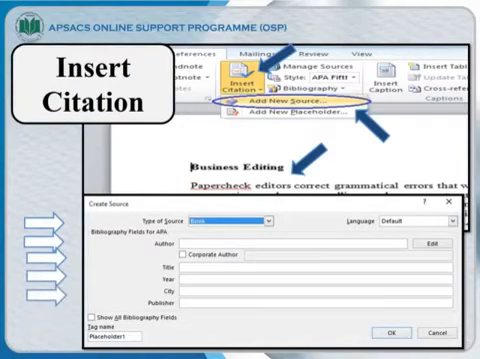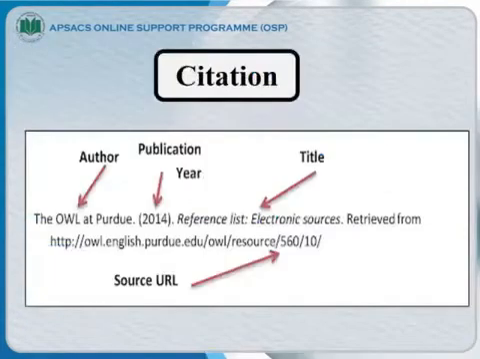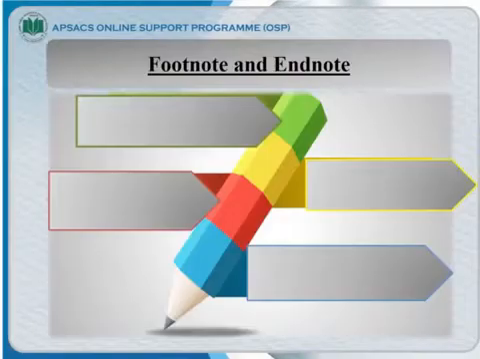So here you can see the example of cited work. You can see that author name, publication year, title, and source URL which you have typed previously in dialog box. Lastly, before the description of footnote, we will discuss the difference between footnote and endnote.